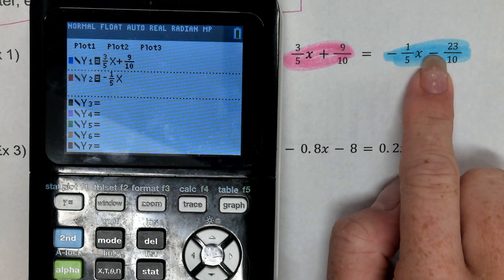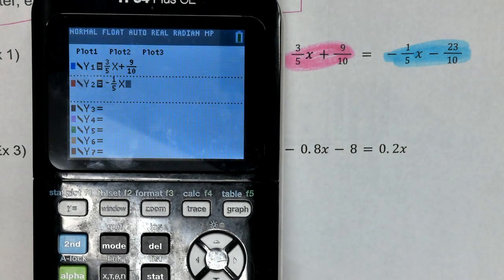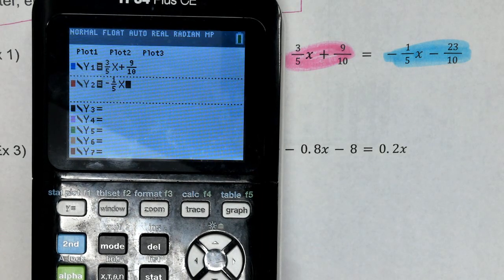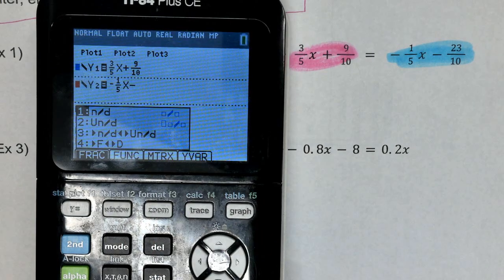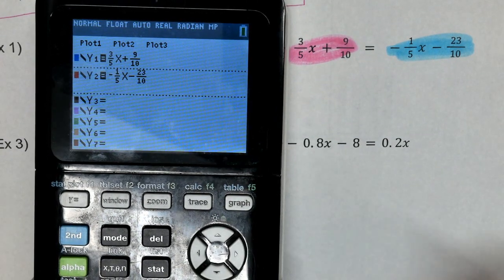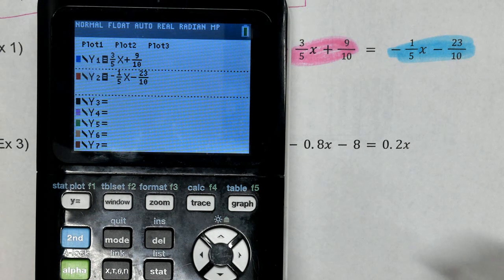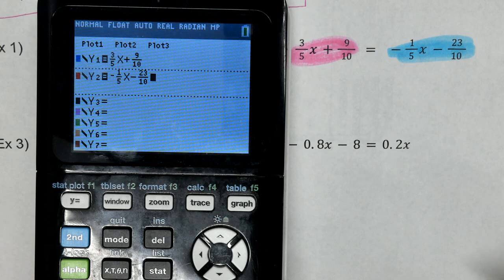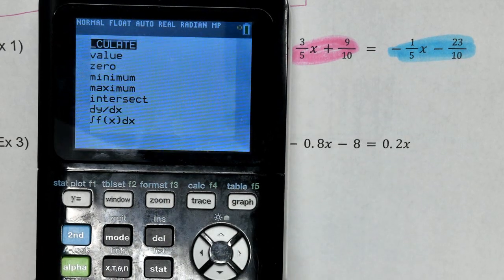Now how would you read this? -1/5 x minus, because it's between two terms, it is a command, a minus sign. So subtract alpha y equals 23/10. Now what do I hit? Second trace, 5, don't touch it.